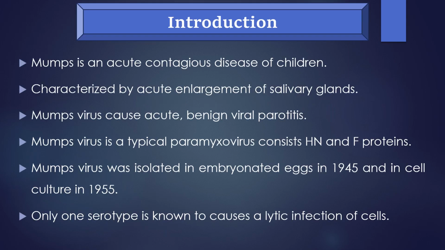Introduction. Mumps is an acute contagious disease of children characterized by acute enlargement of one or both salivary glands. Mumps virus is the cause of acute benign viral parotitis, that is, painful swelling of the salivary glands. Mumps virus is a typical paramyxovirus possessing hemagglutinin, neuraminidase and F proteins. It was first isolated in embryonated eggs in 1945 and in cell culture in 1955. There is only one serotype known to cause lytic infection of cells.